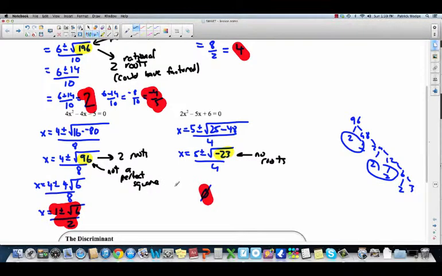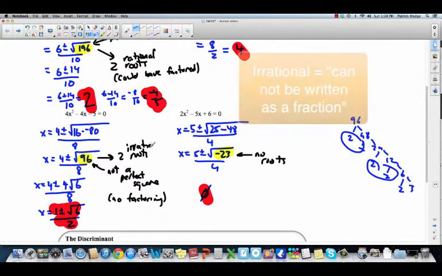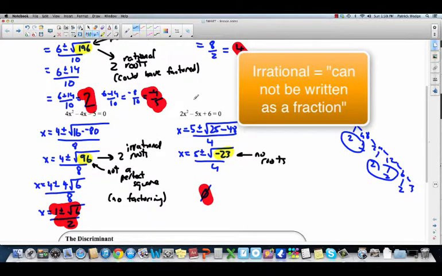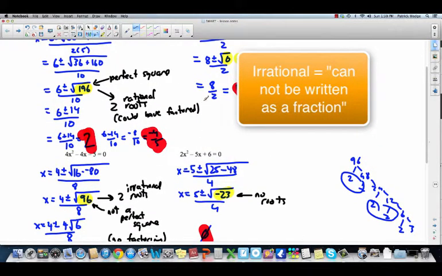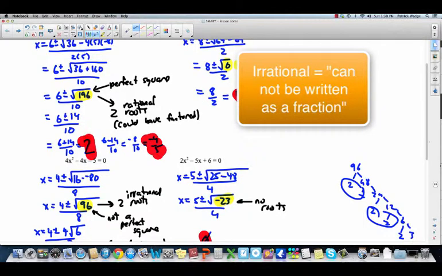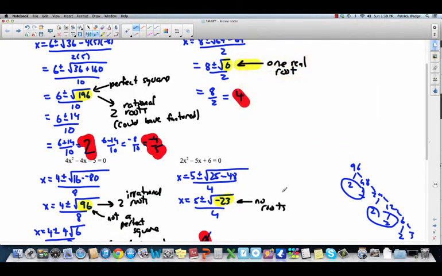Not a perfect square. And we could not have factored. No factoring was possible here. Because it's not a perfect square, you don't end up with rational roots like you did here. You end up with 2 irrational roots. Oh, and if you want to be really, really precise about this, we should put the word real in all these. So we should say 1 real root and no real roots, and 2 real rational roots, and like that.